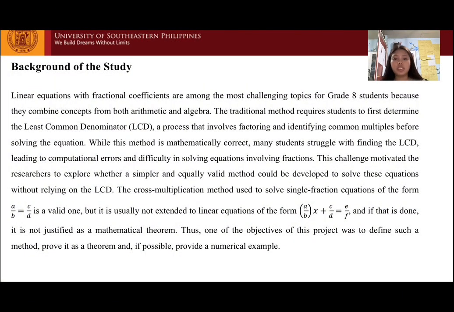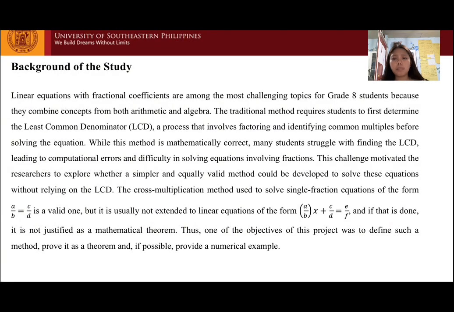Linear equations are introduced in grade 8 mathematics, where students begin solving equations involving variables, integers, decimals, and fractions. Among these, equations with fractional coefficients are often considered one of the most difficult because students must deal with both arithmetic and algebraic concepts at the same time.